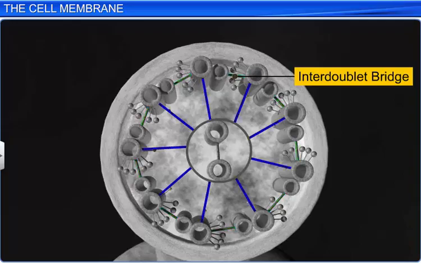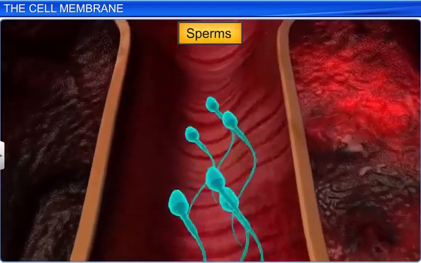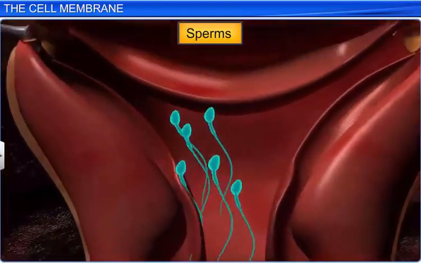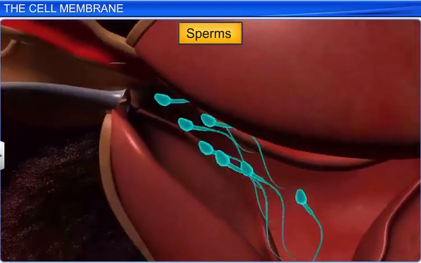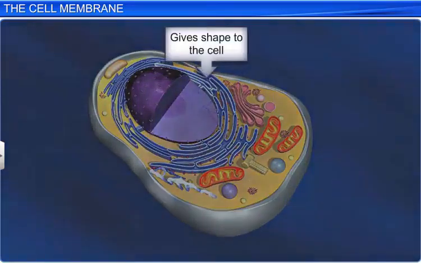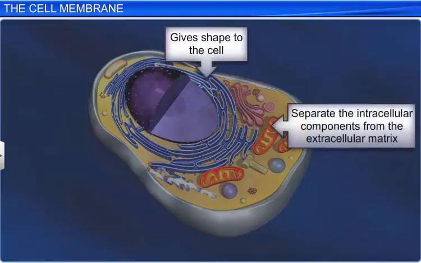The cilia and flagella help the cell propel or move the fluid surrounding the cell. Thus, it helps in motility. Thus, cilia and flagella help cells in motility, while the cell membrane gives shape to the cell, separates the intracellular components from the extracellular matrix, and also plays an important role in the transport of substances across the cell.